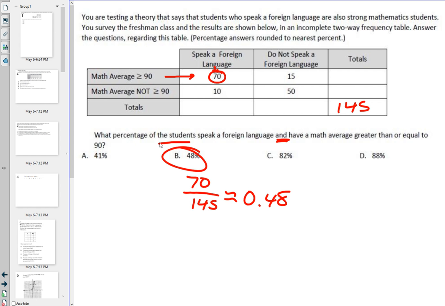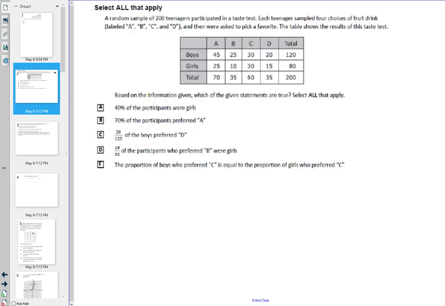This is A. This is the one from Monday. A random sample of 200 teenagers participated in a taste test. Each teenager sampled 4 choices of fruit drink labeled A, B, C, and D, and then they were asked to pick their favorite drink. So based on this information, which of the given statements is true, and select all that apply. So 40% of the participants were girls.